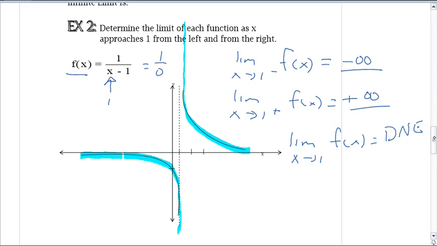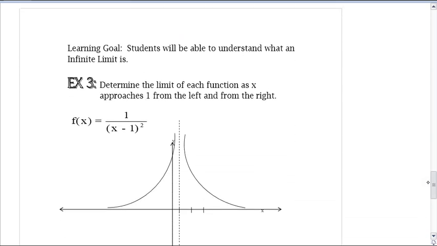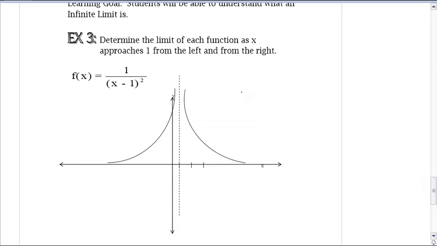Alright, I hope you're getting the hang of this. It's not too bad. It's all about looking at the sketch. And like I said, the graphical method is my favorite. So, okay, this is a very interesting one. It says determine the limit of each function as x approaches 1 from the left and from the right. Now the reason why this is interesting is a few videos ago I sketched something similar. And let's go ahead and see what happens here.